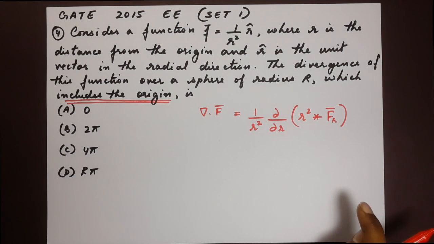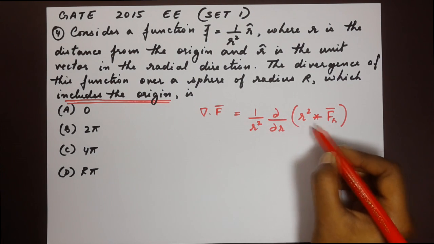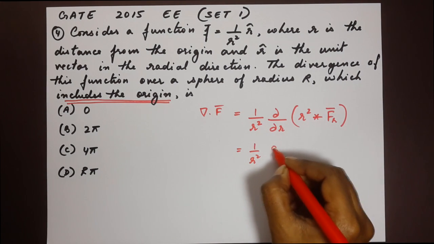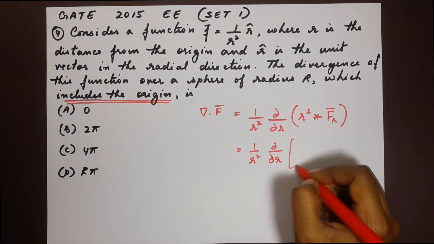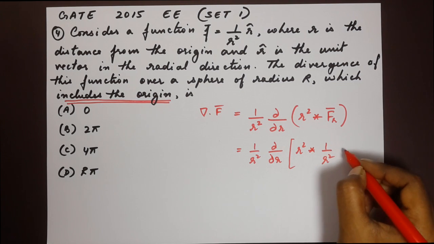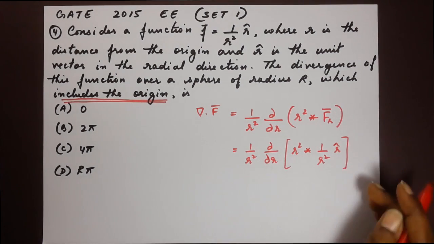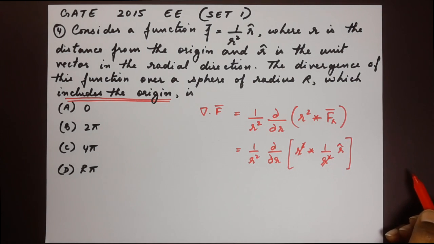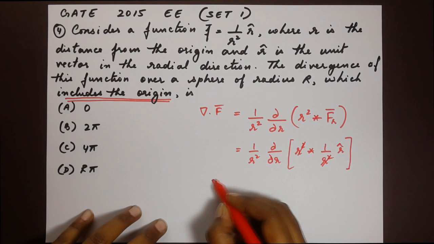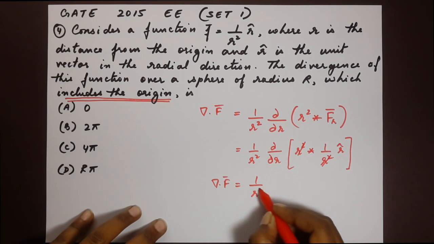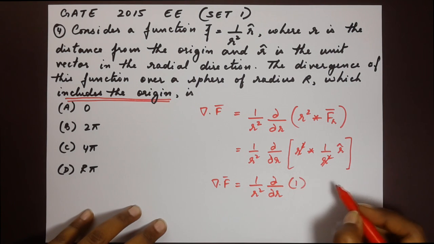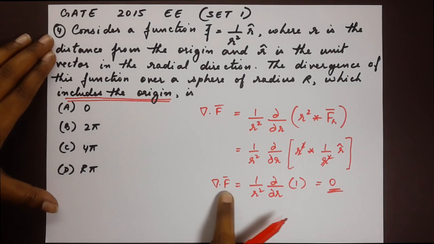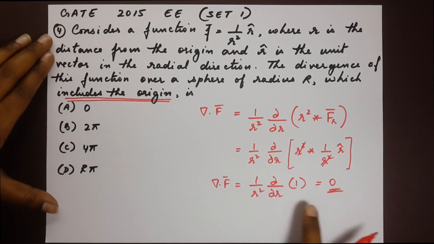Now let's see how we can solve this further. Here f is the function 1 by r square r cap. So if we substitute, we get 1 by r square dou by dou r of r square into 1 by r square r cap. Okay, so here we see that r square and r square cancel out and we are left with just 1. Delta dot f equals 1 by r square dou by dou r of 1. And we know that the differentiation of a constant is 0. So delta dot f bar is equal to 0. So that means that the divergence of the function is 0.